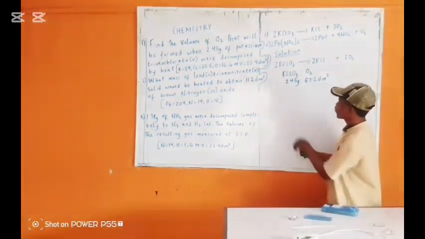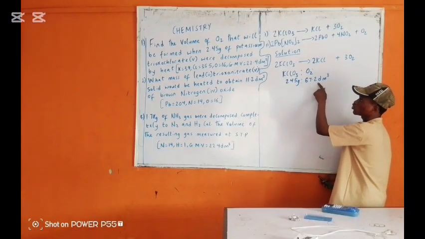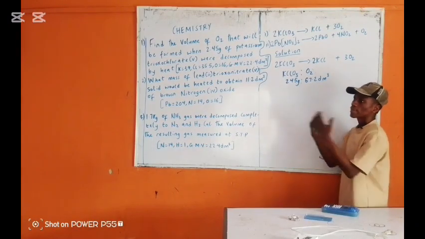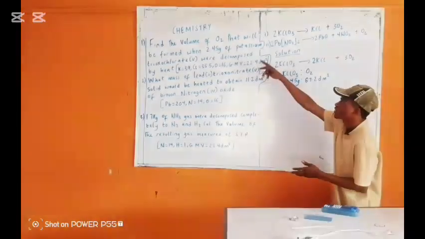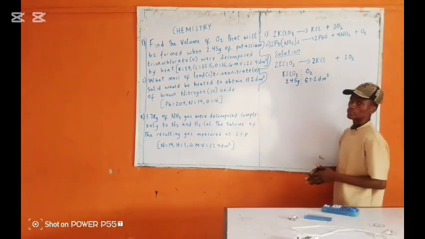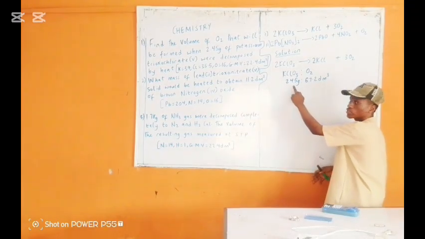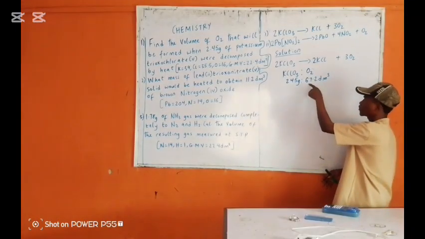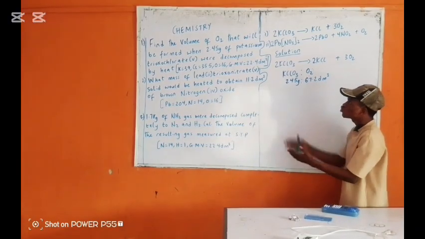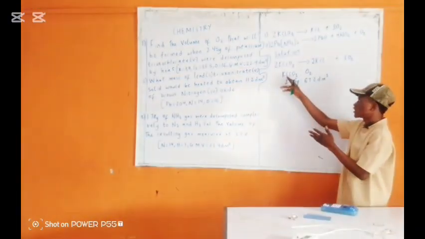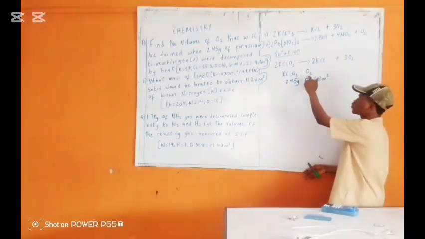So when we use 245, we got what? 67.2 dm cube. What are we now going to get? What will now be formed if we now make use of 2.45 gram of potassium chlorate? We use 245, what did we get? We got 67.2 dm cube of oxygen. If we now use 2.45 gram of this same substance, what volume of O2 will be formed?